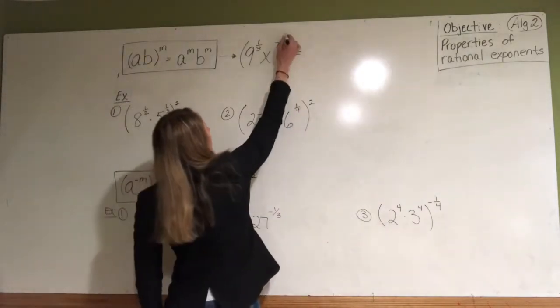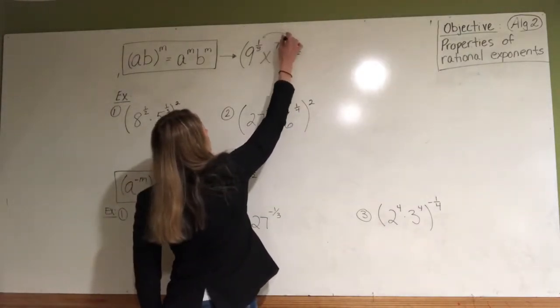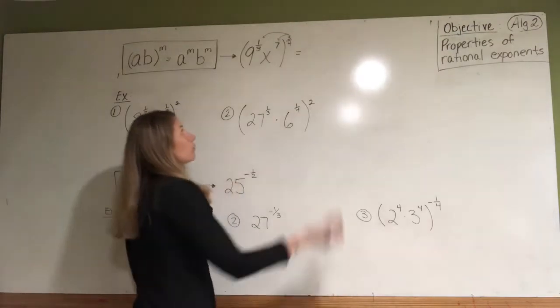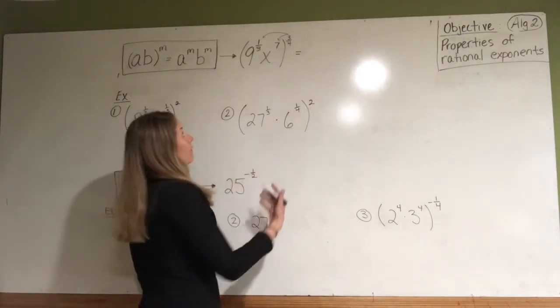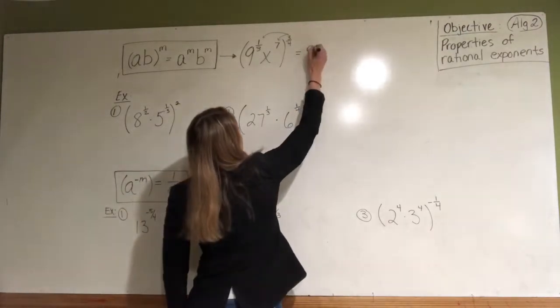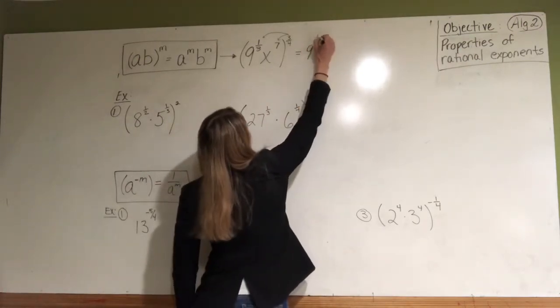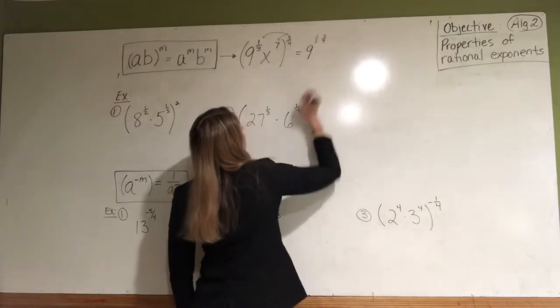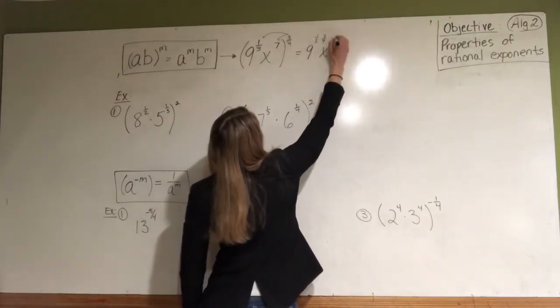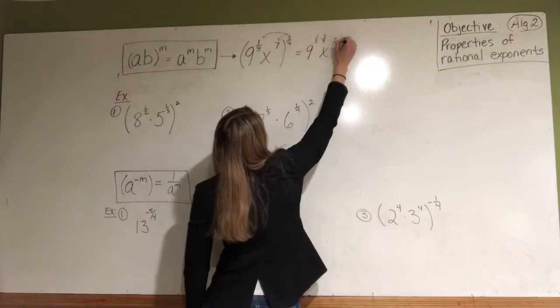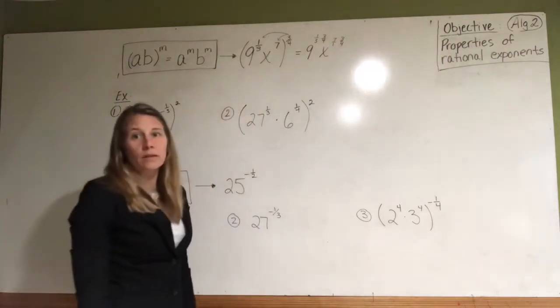That 3/4 power is going to have to be applied to each of these, being multiplied to both the 1/3 and also the 7. So this is going to become 9 to the, and then you're going to multiply those two fractions together, and then x, and you're going to do 7 times 3/4 to get the exponent for the x.